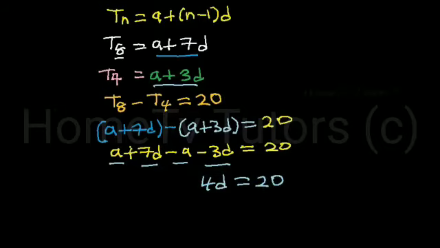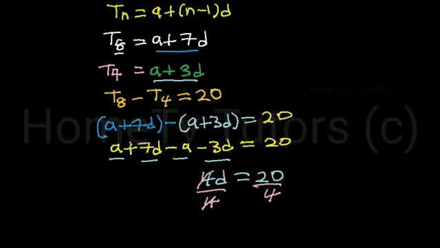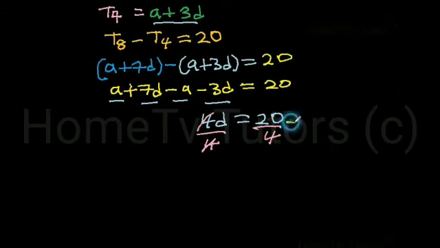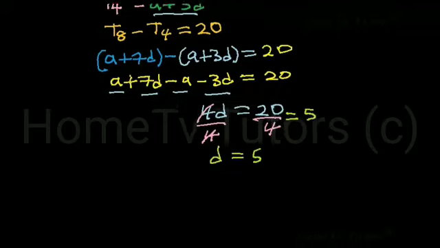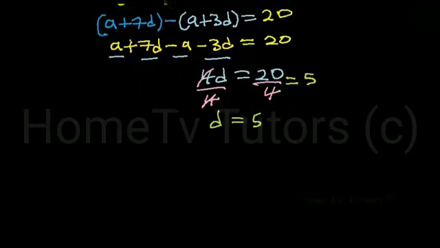So now we go ahead to divide both sides of the equation by 4. So 4 cancels 4 out from the left hand side. Then on the right hand side, 20 divided by 4 will give us 5. So we have the common difference now, which is the first question. The common difference is 5.